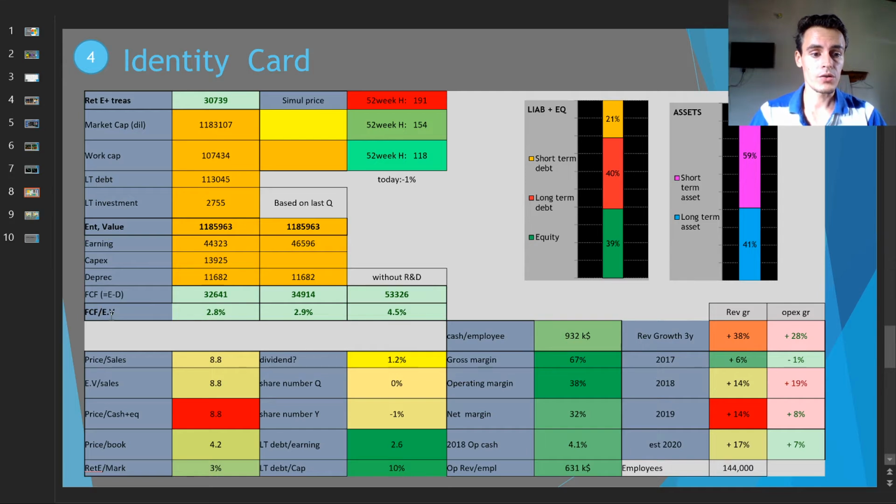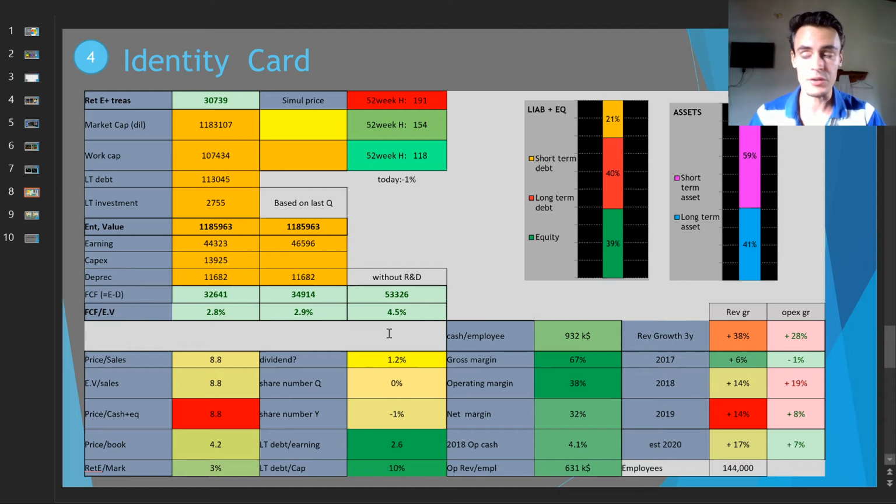It is a bit more accurate than dividing by the market cap because you consider the working capital, the long-term debt, and also the long-term investment. Overall, at the price of $154, the yield return is only 2.8%, or at least 2.8%. I do the same calculation just based on the last quarter and multiply by 4 to get a yearly return of 2.9%.